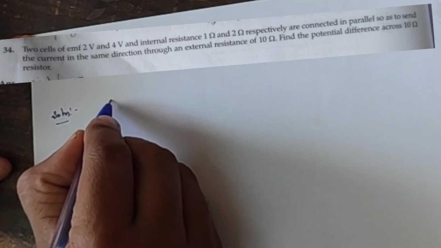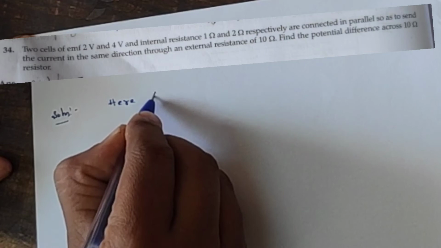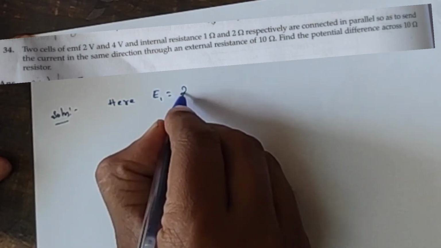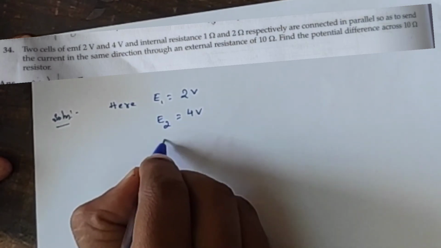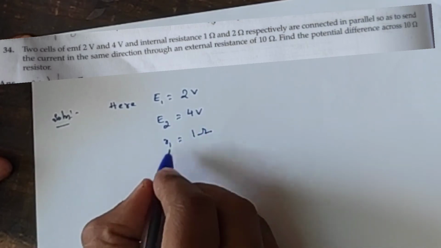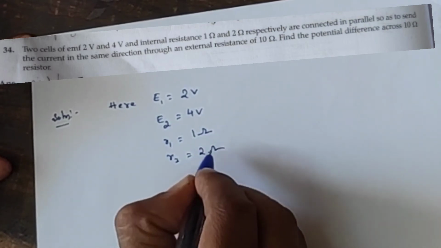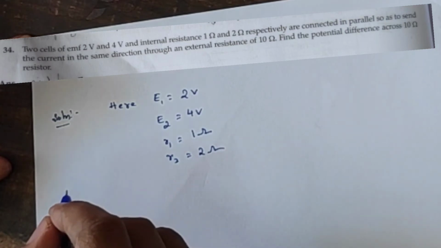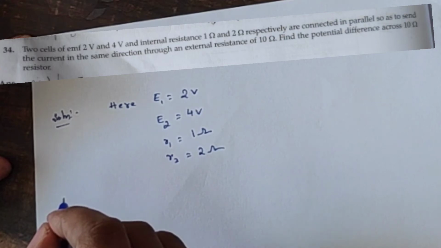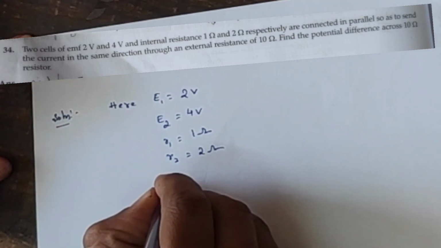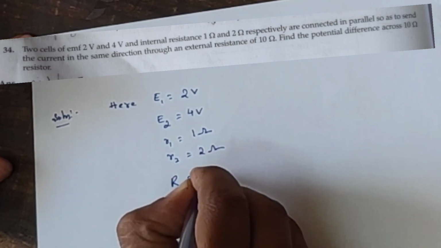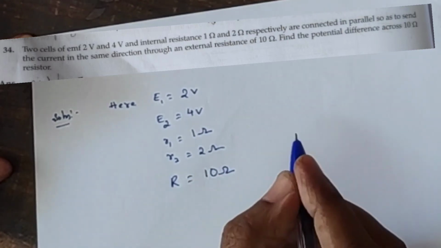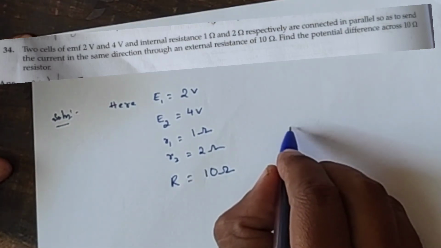So given here: E1 equal to 2 volt, E2 equal to 4 volt, R1 equal to 1 ohm, R2 equal to 2 ohm, and capital R equal to 10 ohm. Okay, so from this we are going to see the diagram this way.